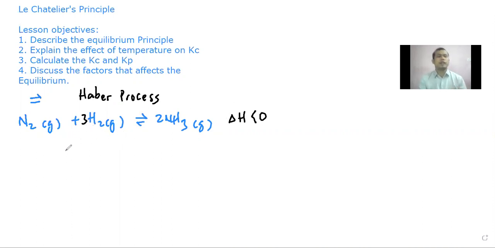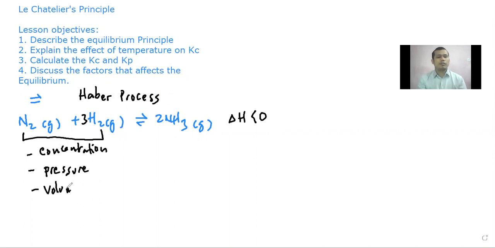The principle is that if we are able to alter the composition in terms of concentration, in terms of the pressure or volume on the left hand side, then it will affect the percentage yield of ammonia, the product. All right. Now, if I may progress.